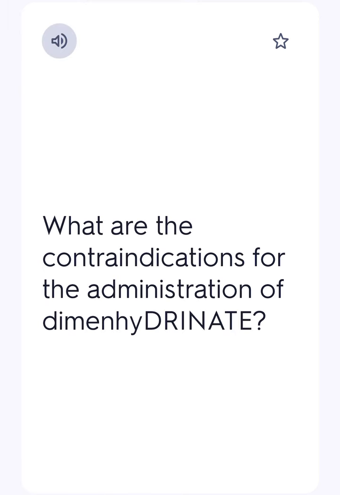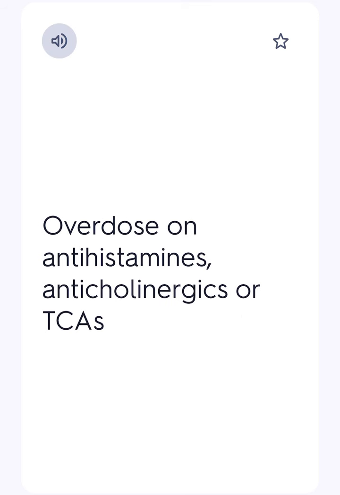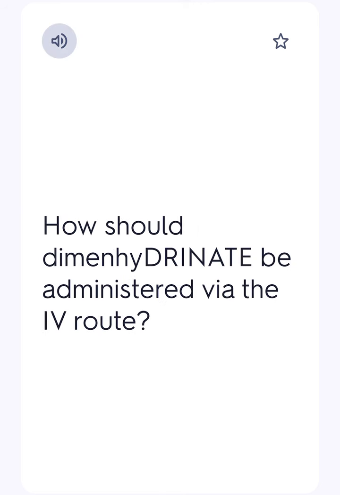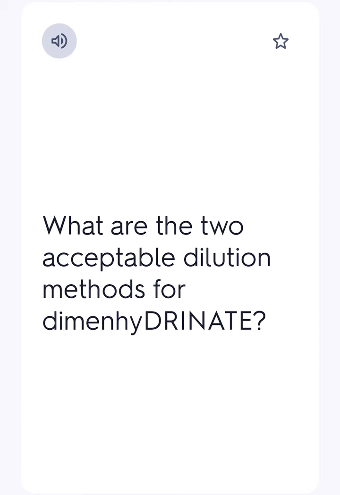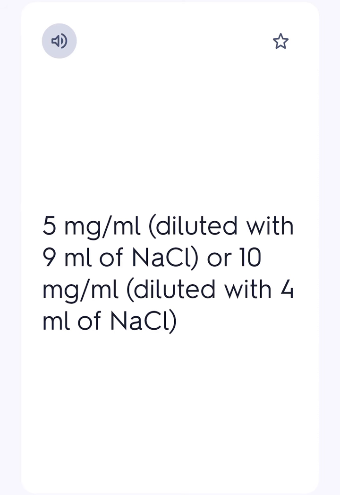What are the contraindications for the administration of dimenhydrinate? Overdose on antihistamines, anticholinergics or TCAs. How should dimenhydrinate be administered via the IV route? Diluted with saline. What are the 2 acceptable dilution methods for dimenhydrinate? 5 mg per milliliter or 10 mg per milliliter.